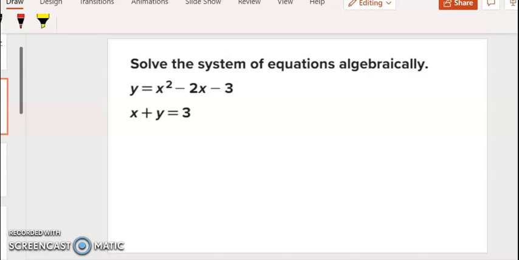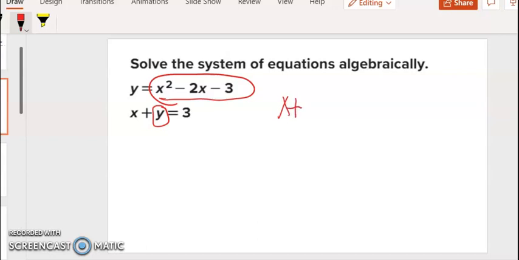So this is on systems of equations, and we're going to be looking at systems of linear and quadratic equations. When we have a system of equations, we can solve them in two different ways. The first way I want to show you is solving them algebraically. What you would need to do is substitute in one of the values. Like this one says y equals, so we could take out the y and plug in what it equals.